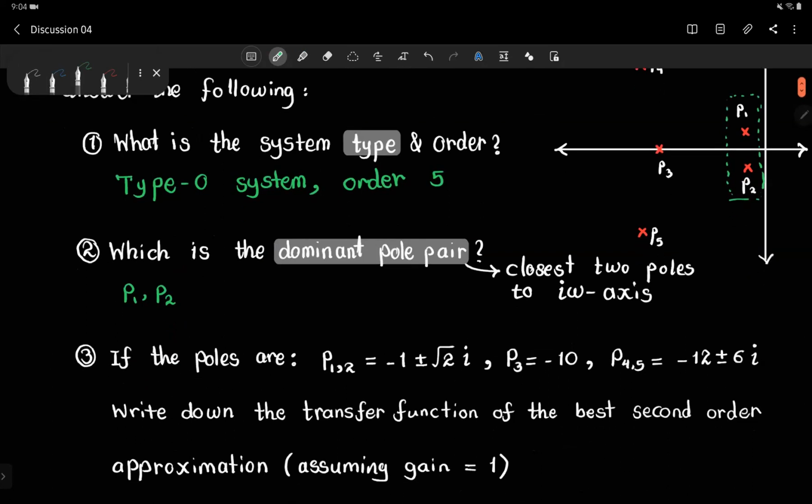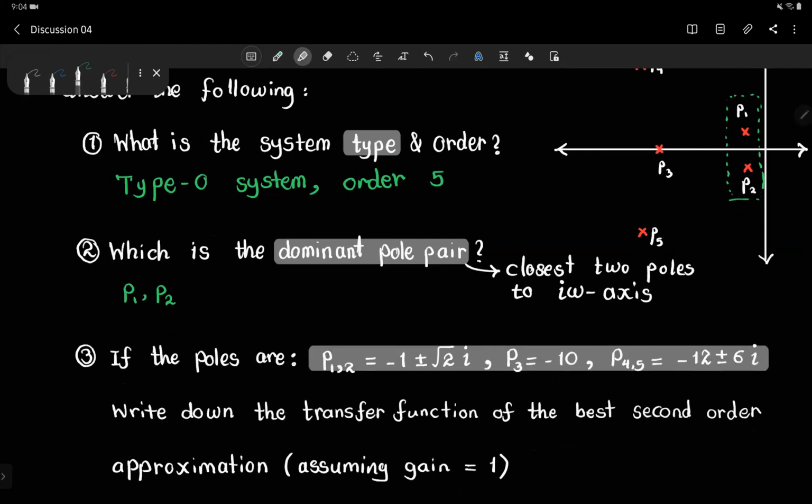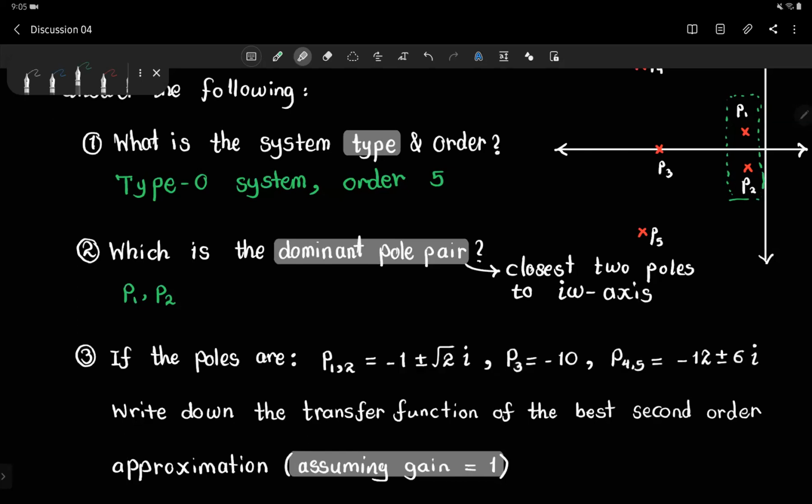Now, if we say that the poles are given by this expression here, we want to write down the transfer function of the best second order approximation, and we're assuming here that the system has a gain of 1. A gain of 1 meaning that if we substitute s equal to 0 in the transfer function, we get 1, okay?